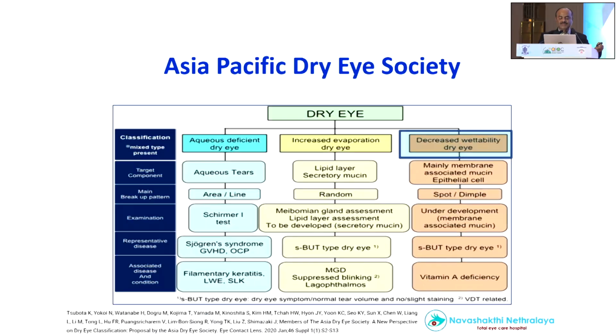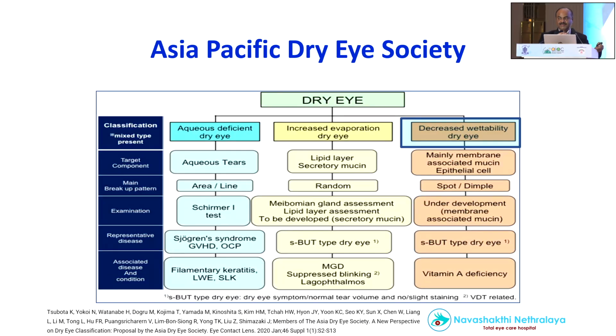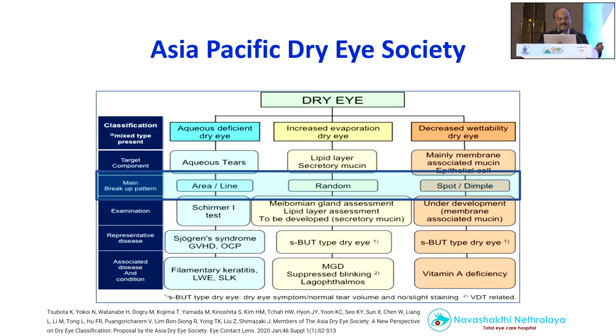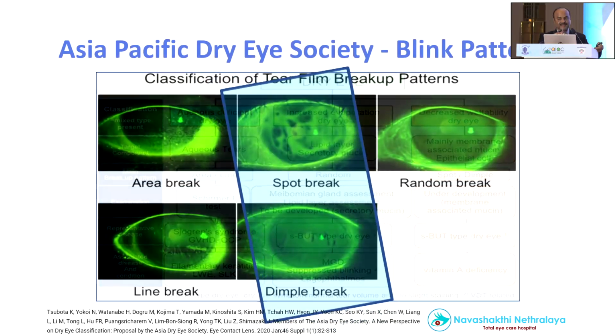Now come two questions. I'm a clinician, I don't have access to all these things. What do I do? The Asia Pacific Dry Eye Society has proposed very well, wherein they have classified the staining patterns into area, line, random, and spot or dimple. Based on this, you can make your diagnosis, because aqueous deficients are more prone to more dry eyes after surgery.